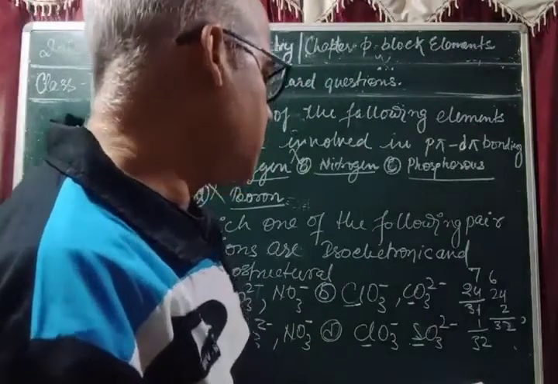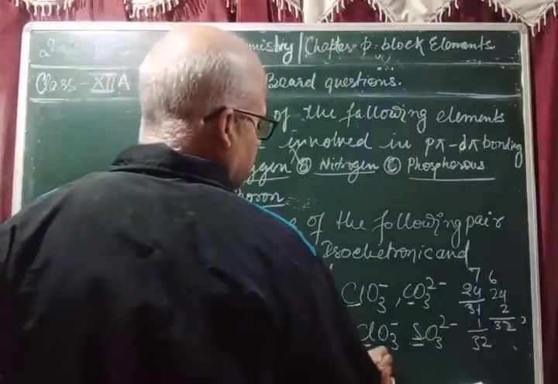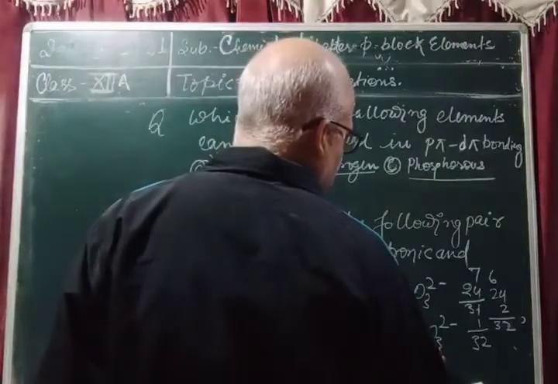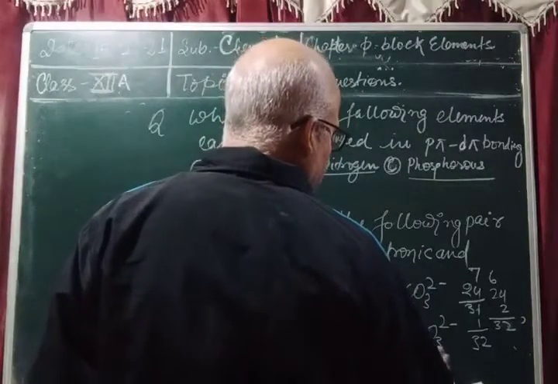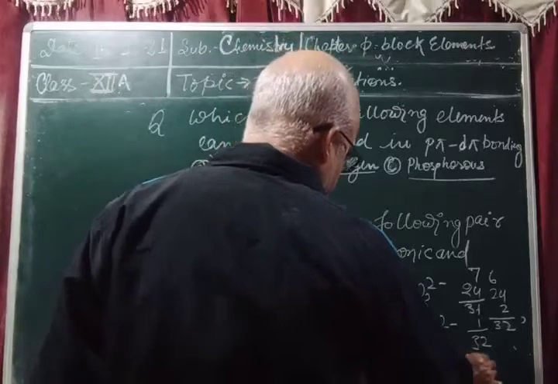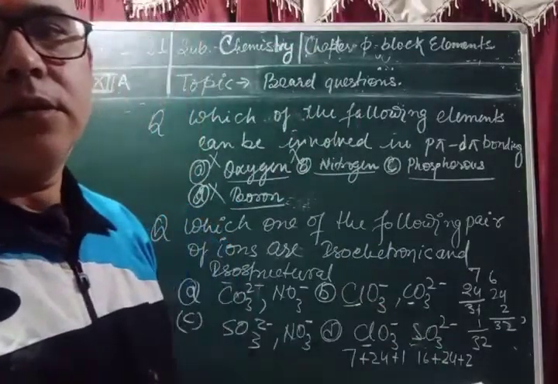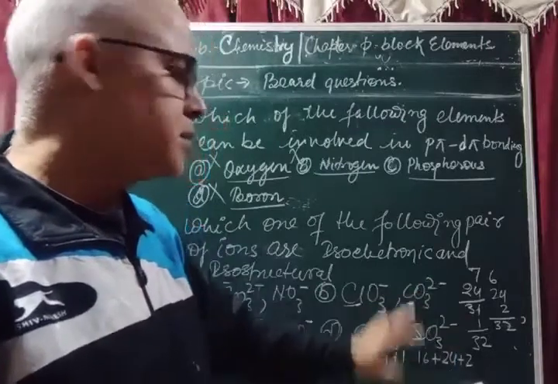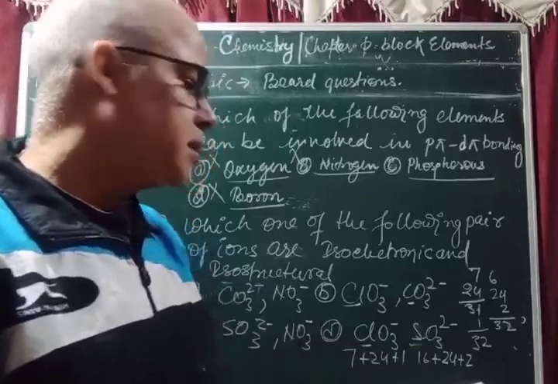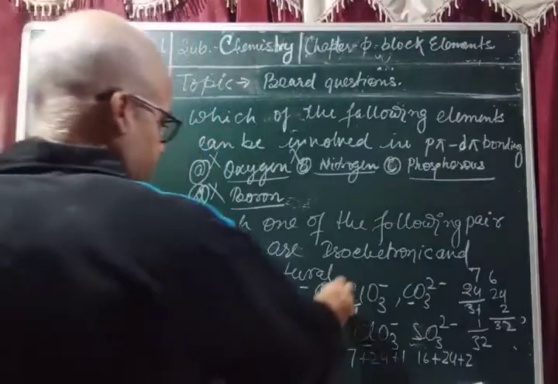Similarly, in case of this, you can see here is 7 plus 24 plus 1. Here is 16 plus 24 plus 2. Thus you can see that in this case number of electrons same but structure is different. In this case number of electron is also different. So these two options are wrong.